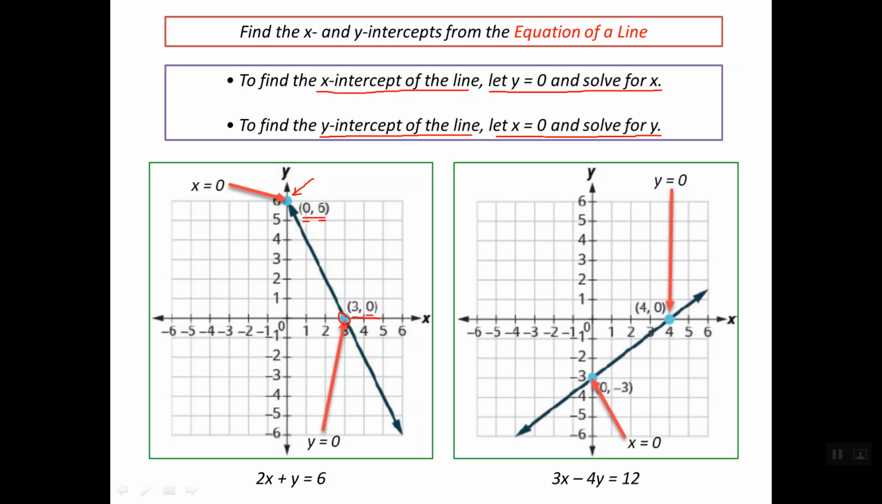For the other equation, 3x minus 4y equal to 12, if you see the coordinates of the x-intercept, the y coordinate for this point is 0. So simply we let the value of y be 0 and we solve for x. And for the y-intercept, the coordinates are 0 and minus 3, so the value of x is equal to 0. If we let the value of x be 0, we solve for y, and it should be minus 3.